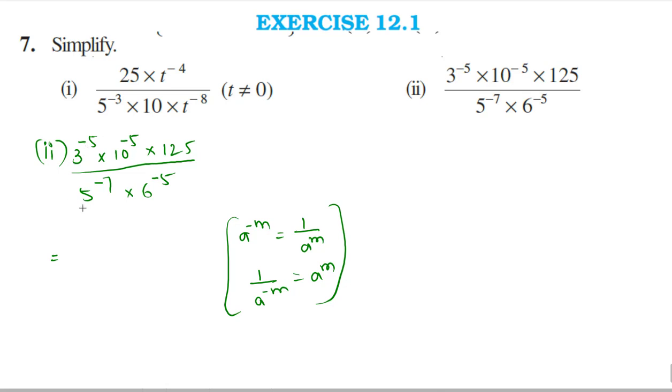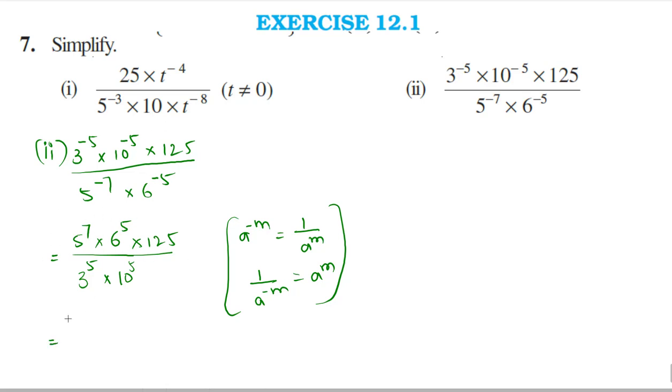you bring this to denominator. Similarly 10 to the power of minus 5 you have, you bring this to denominator. Similarly 5 to the power of negative 7 and 6 to the power of negative 5 we have, you bring this to numerator. So 5 to the power of negative 7 becomes 5 to the power of 7. Then 6 to the power of minus 5 becomes 6 to the power of 5, divided by 3 to the power of minus 5 we have 3 to the power of 5, then times 10 to the power of 5 we write, then times 125 we have, so that all the exponents will be positive numbers.